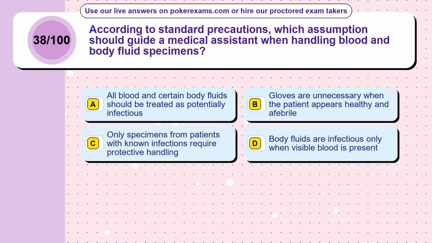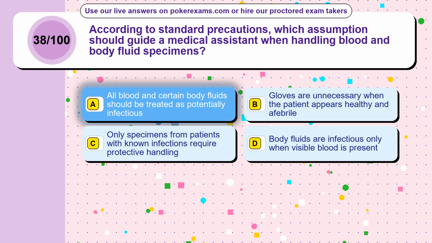Question 38. According to standard precautions, which assumption should guide a medical assistant when handling blood and body fluid specimens? Option A. All blood and certain body fluids should be treated as potentially infectious. Option B. Gloves are unnecessary when the patient appears healthy and afebrile. Option C. Only specimens from patients with known infections require protective handling. Option D. Body fluids are infectious only when visible blood is present.